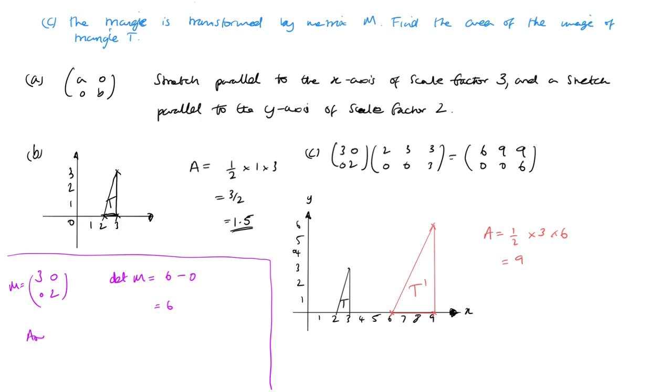So I take the area of the original multiplied by the determinant. So 1.5 times 6 equals 9, which is exactly what we had when we did it the long way. Okay, so that is how I can use the determinant to find the area of my transformed shape. And with that, I think this is quite straightforward.